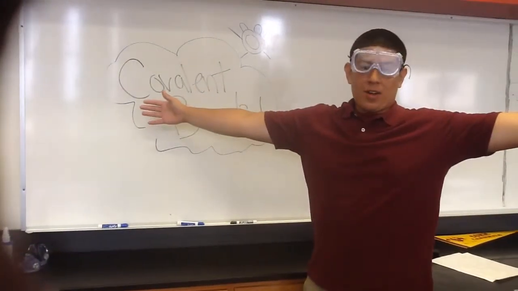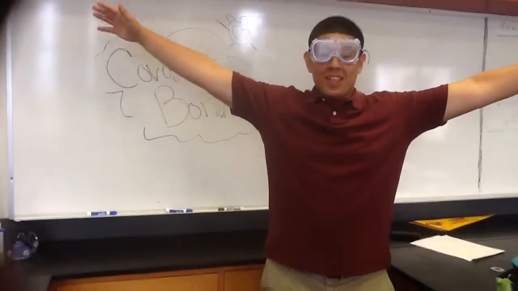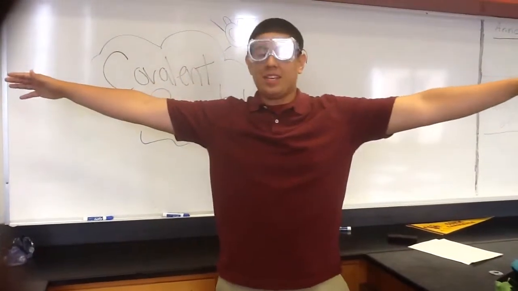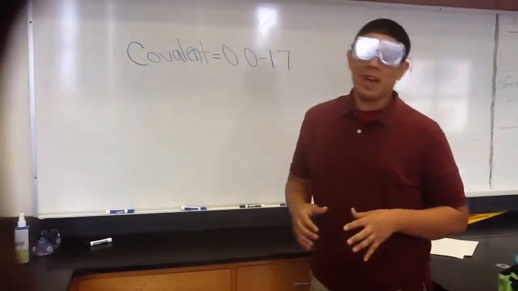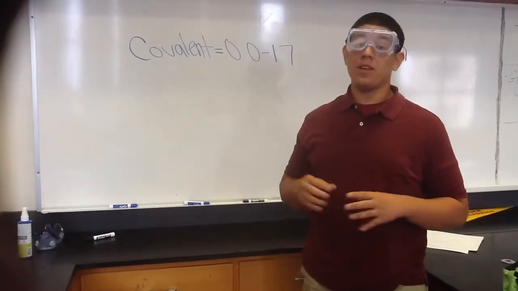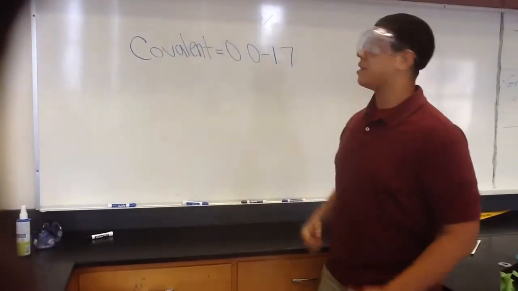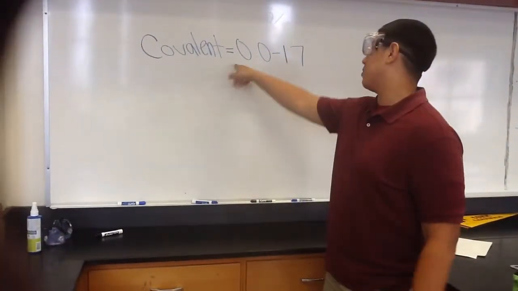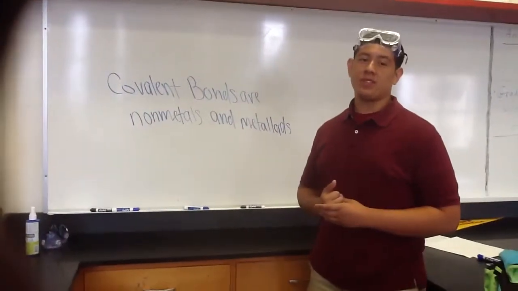We're learning about covalent bonds. Okay, so now that we know about ionic bonds, it's time to learn about covalent bonds. Okay, so now that we know ionic bonds are from 1.8 to 4.0, the covalent bond electronegativity value is from 0.0 to 1.7. Covalent bonds are nonmetals and metalloids. The purple outline elements will be the metalloids.